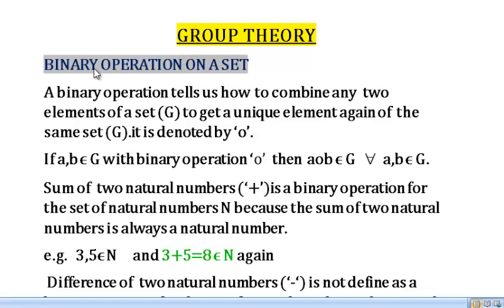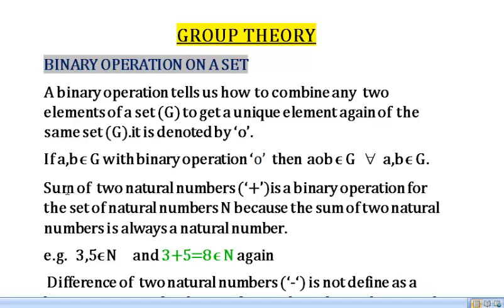Welcome guys. In group theory, first we will discuss binary operation on a set, algebraic structure, identity and inverse. Binary operation on a set. A binary operation tells us how to combine any two elements of a set G to get a unique element again of the same set G, and it is denoted by O generally. If a, b be any two elements of G with binary operation O, then a O b belongs to G for all a, b belongs to G.